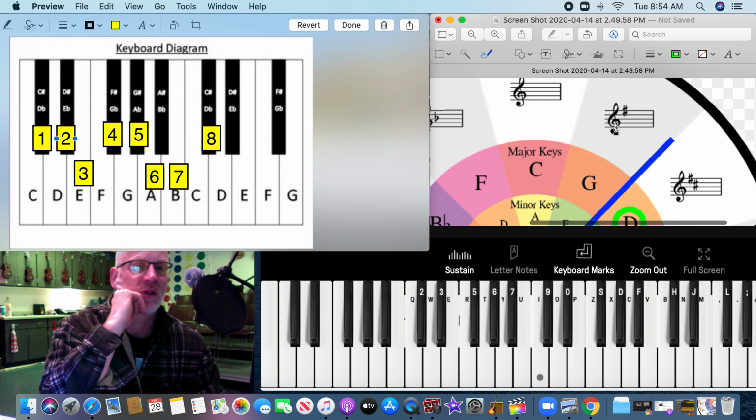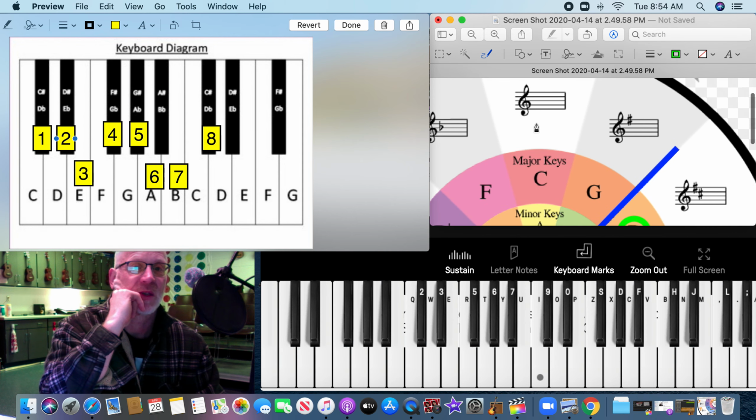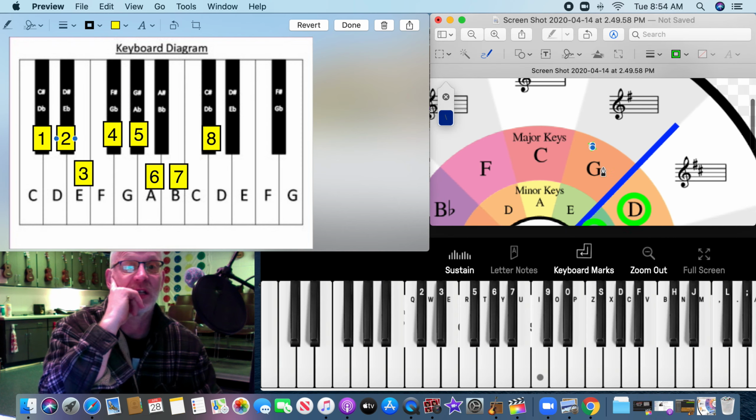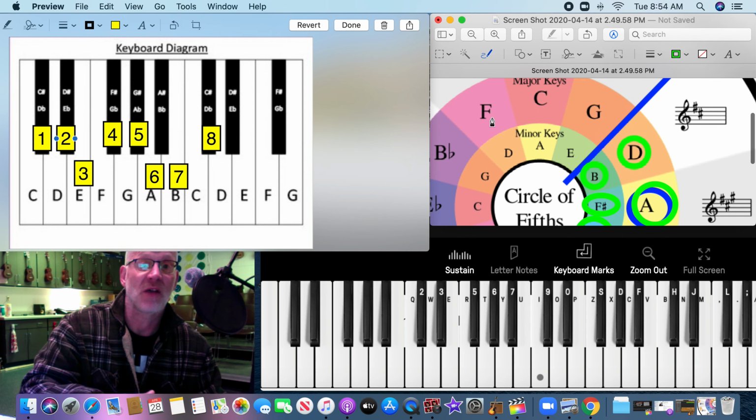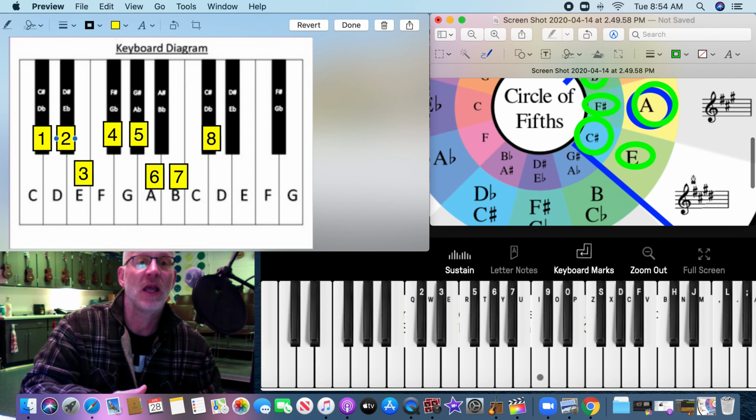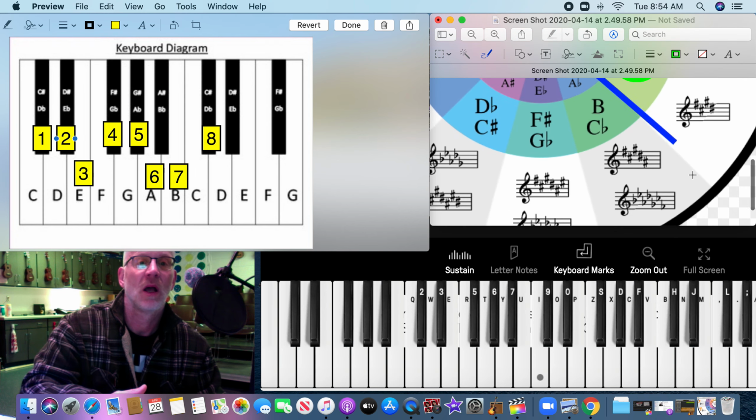Okay, so starting on here, no sharps. If there's one sharp, it's an F. If there's two sharps, it's an F and a C. If there's three sharps, it's an F, C, and a G. If there's four sharps, that's F, C, G, and D. And then tomorrow when we get to five sharps, it's going to be F, C, G, D, and A. Isn't that cool?